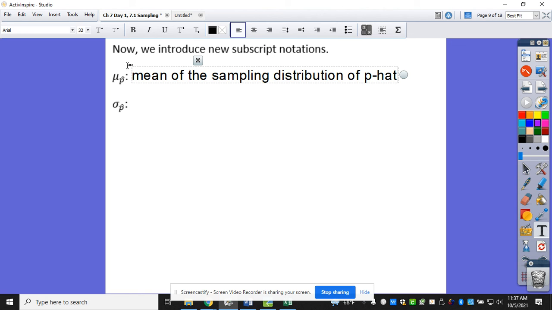So then, I'm not going to make you write it, but what's the next one going to be? Standard deviation of the sampling distribution of p hat. We're going to talk about that more tomorrow, though. Like I said, that's more of a lead-in than anything else.